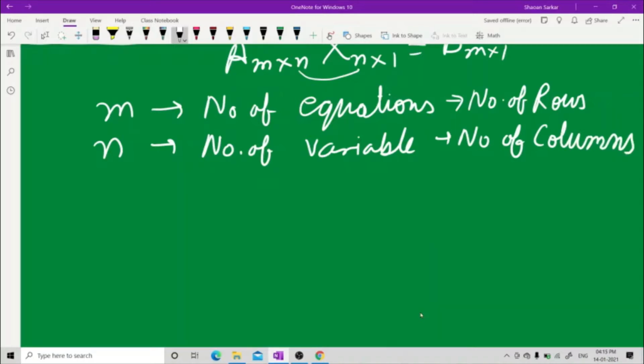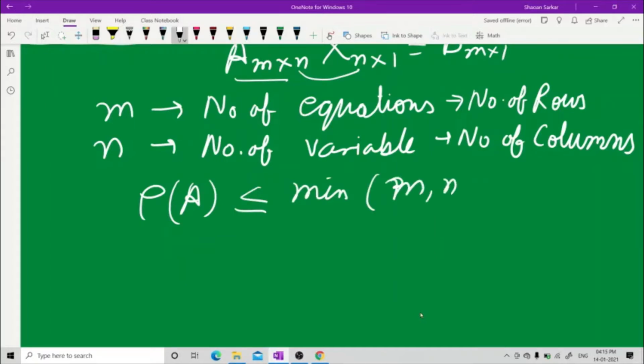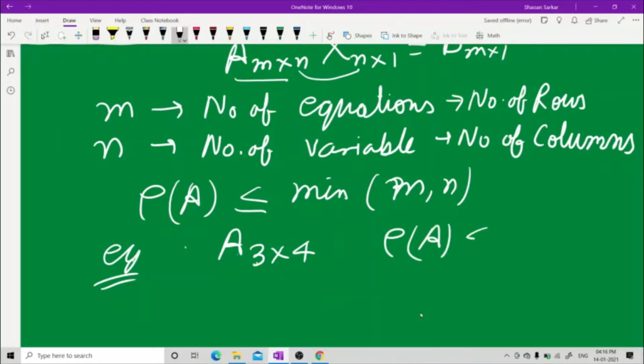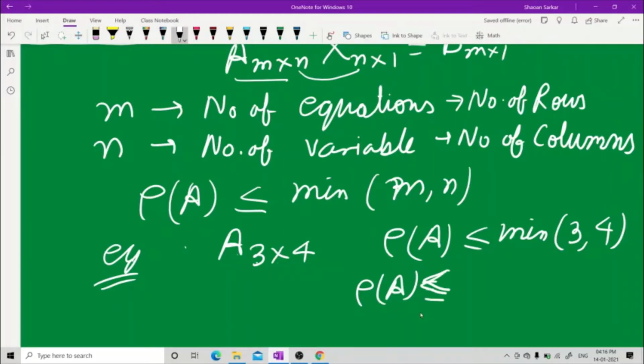Now the rank of A in this case is less than or equal to the minimum of M cross N. I will take an example. Suppose I take a matrix A of size 3 cross 4, a matrix with 3 rows and 4 columns. Then the rank of this matrix is less than or equal to the minimum of 3 comma 4, which is 3. So the rank of A is always less than or equal to 3.